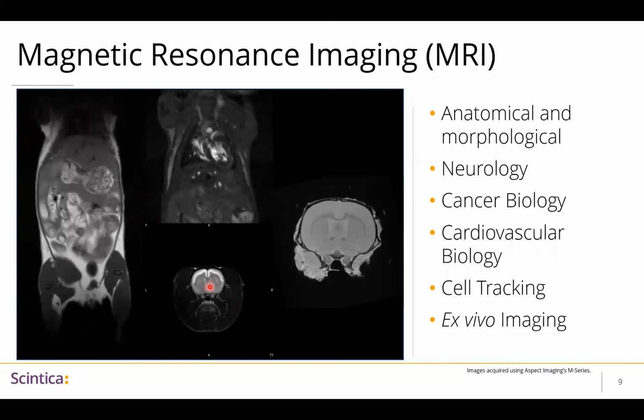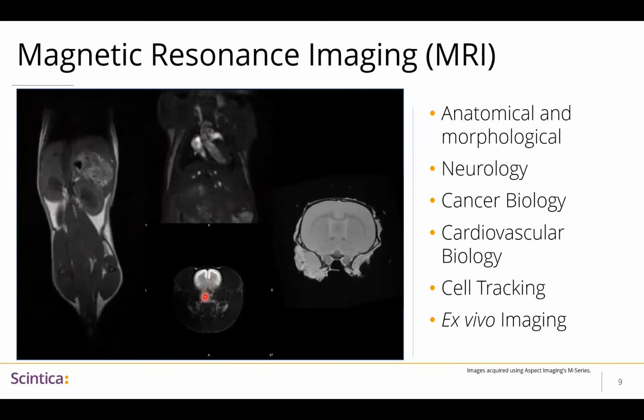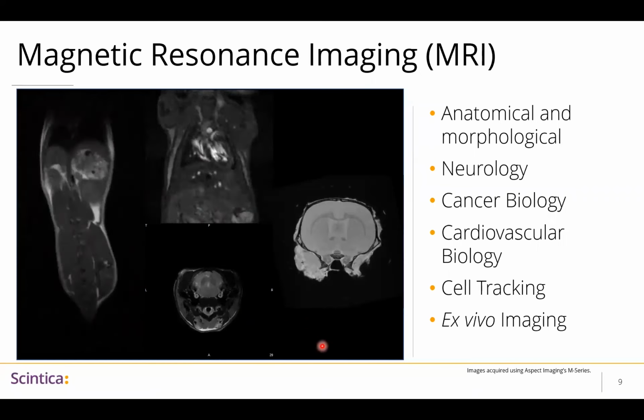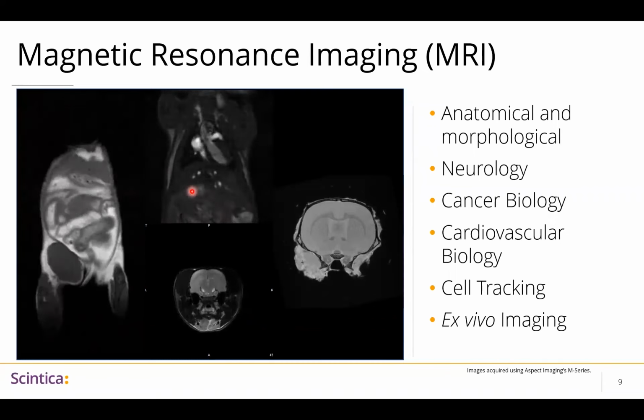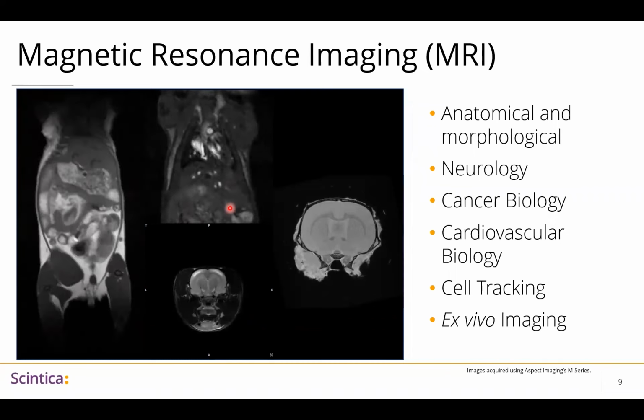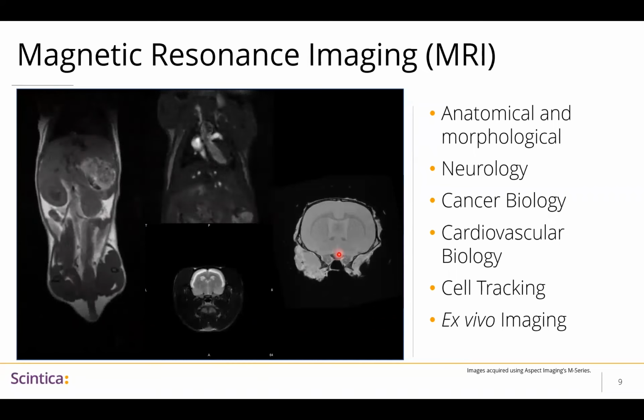We can study cancer. Again, we're going to see the tumors often show bright on a T2 weighted image because there's swelling, increased perfusion into those areas. We can study cardiovascular biology, looking at cardiac function as we image different species and look at different cardiac disease models. We can do ex vivo imaging.